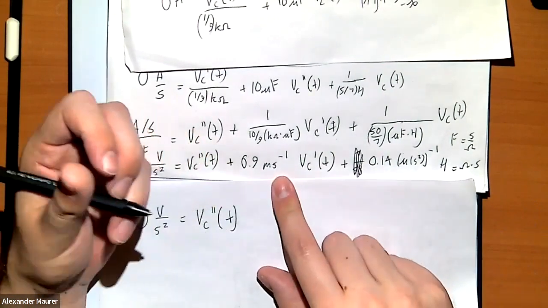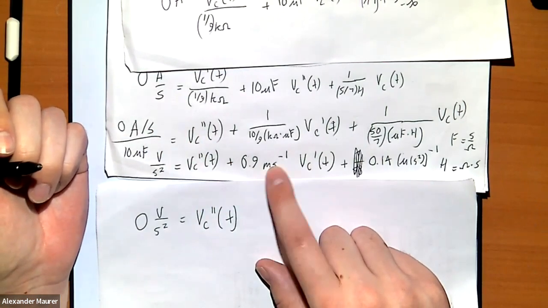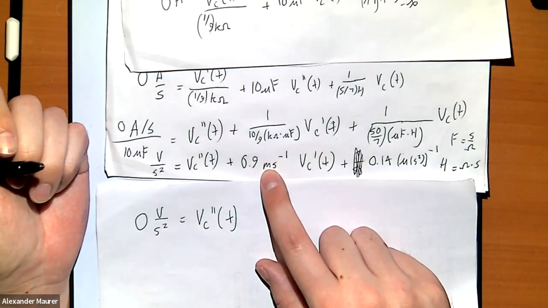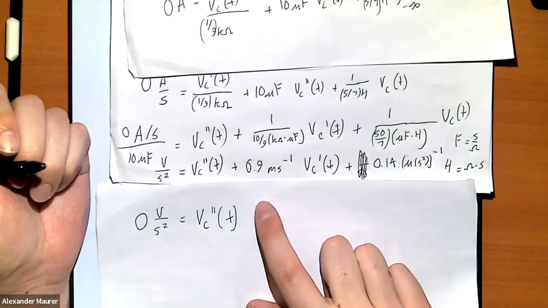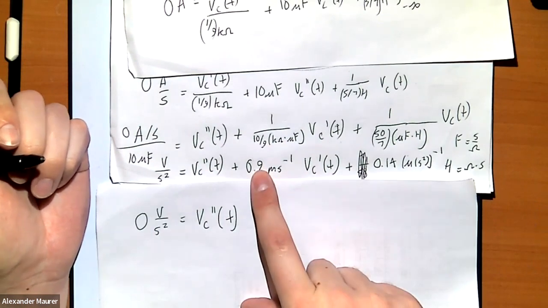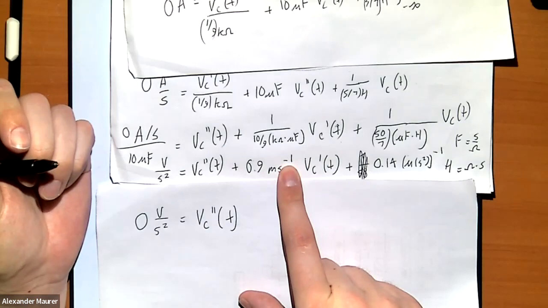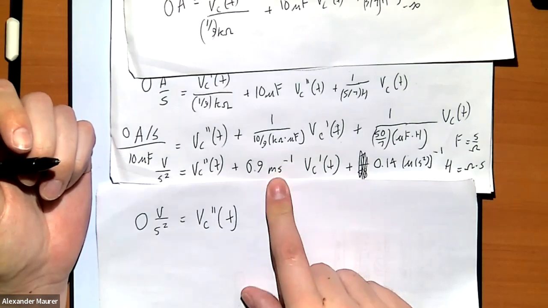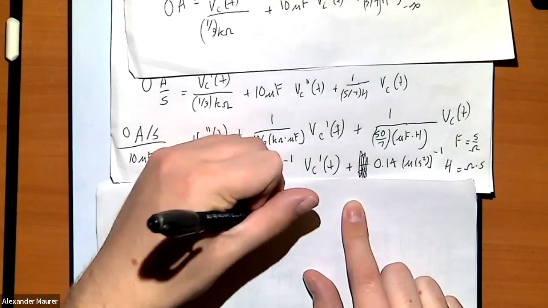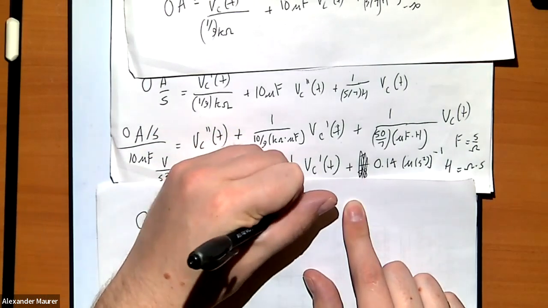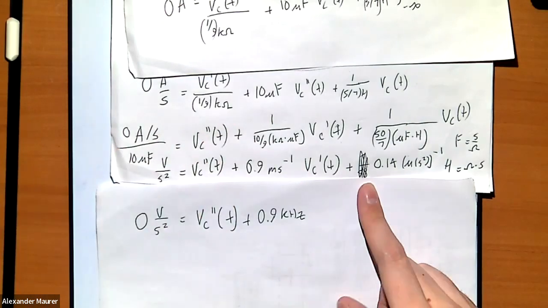And the units are where this kind of gets ugly. So the milli was in the denominator. So when it comes to the numerator, we're going to get kilo. So milliseconds to the -1 is kilohertz. So this is plus 0.9 kHz, if we don't want to write seconds to the -1.